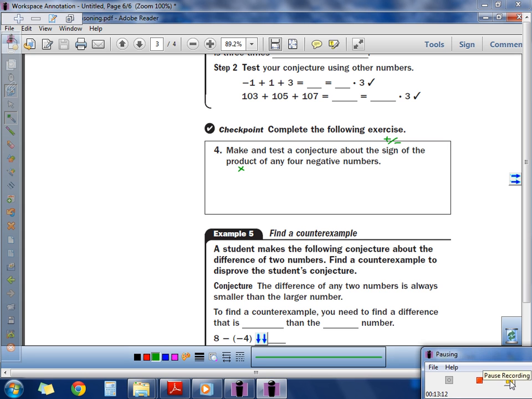Try that. All right, let's try this out. Somebody give me any 4 negative numbers. Go.